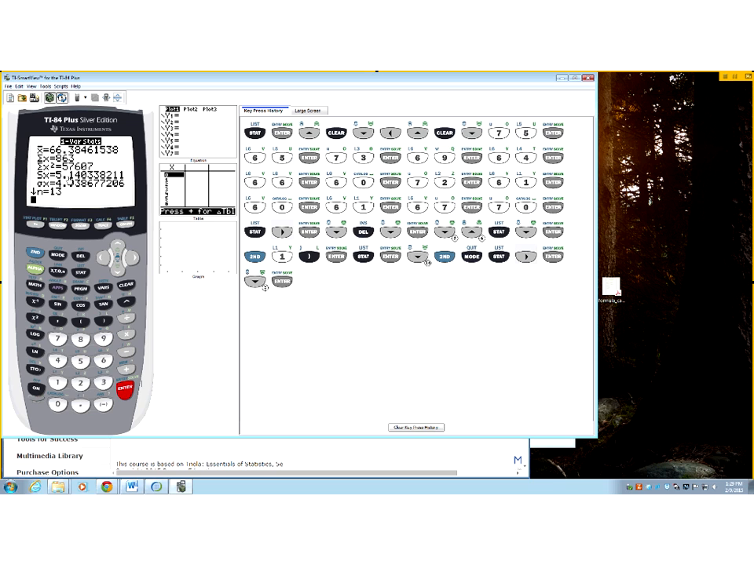So that's where I have the mean, and the standard deviation is there as well. But what is this here, the little sigma x right below it? What is that?